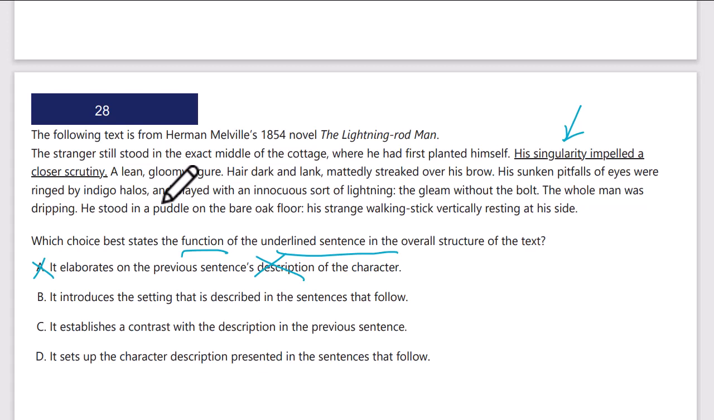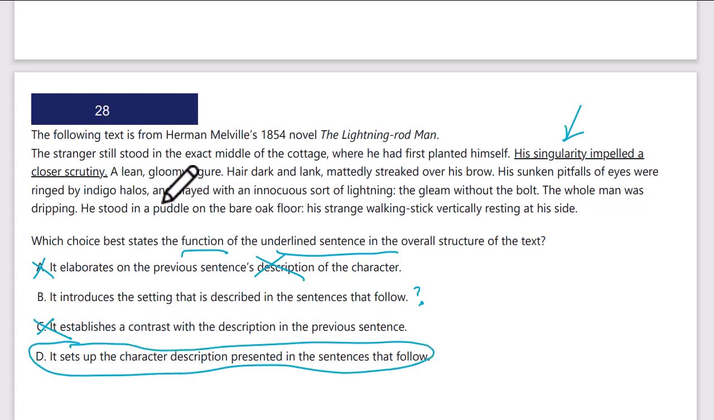B, it introduces the setting that is described in the sentences that follow. Not really. The setting was the first sentence. It's just saying he needs closer scrutiny. I'm not going to eliminate that yet, but that doesn't sound quite right. It establishes a contrast with the description in the previous sentence. There's no description in the previous sentence that's contrasting this. It sets up the character description presented in the sentence that follows. That's exactly it. That's the right answer. D is the answer.